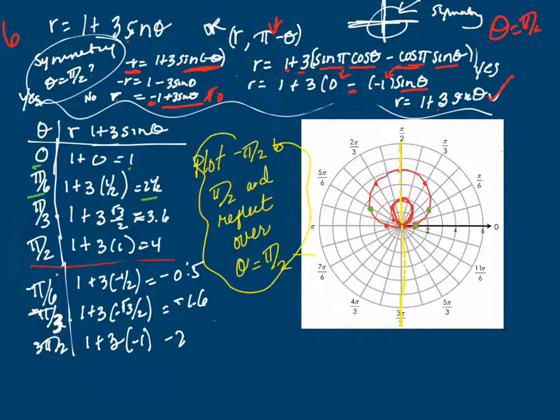See how this shortens everything? Pi over 3 is about 3.6, so there's my 3.6 point, and symmetry would make that one on this side 3.6, and then pi over 2 is 4, so there's my 4. Oops, I forgot to do this guy. 1 and negative 1 at 0.